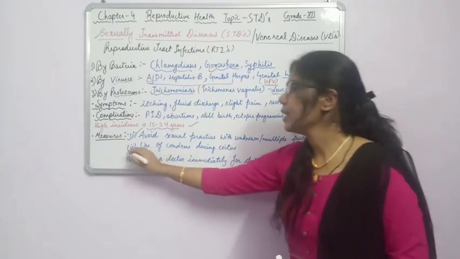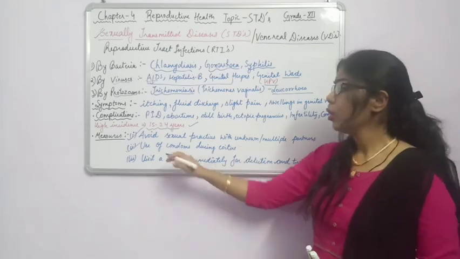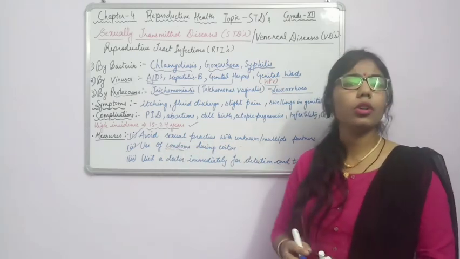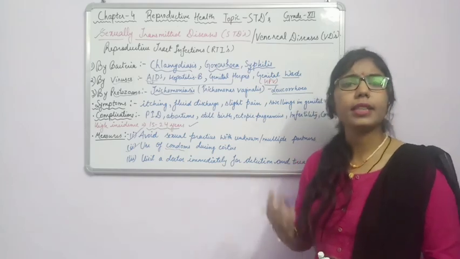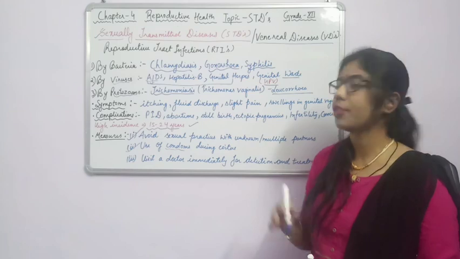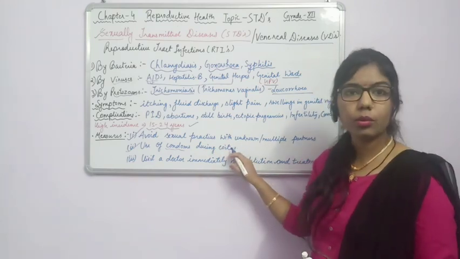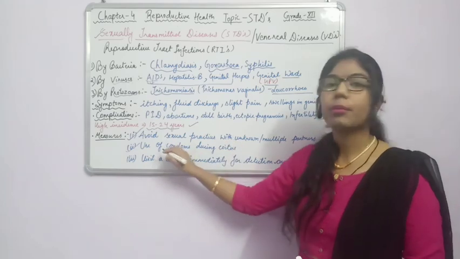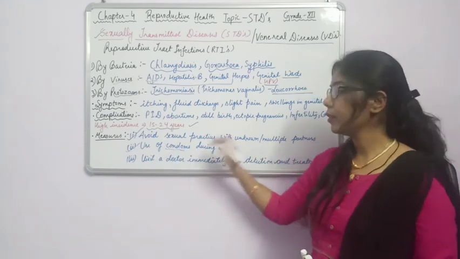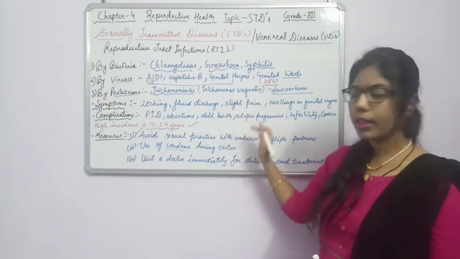The second one is the use of condoms during coitus. We know what the use of condoms is: to avoid unwanted pregnancy, as well as to prevent STDs, the sexually transmitted diseases. So whenever there is coitus or intercourse between male and female, there must be use of condoms. If they are using condoms, they will prevent these types of diseases.